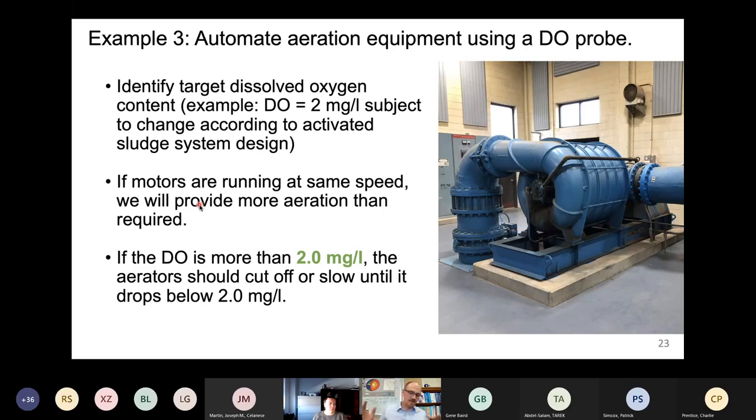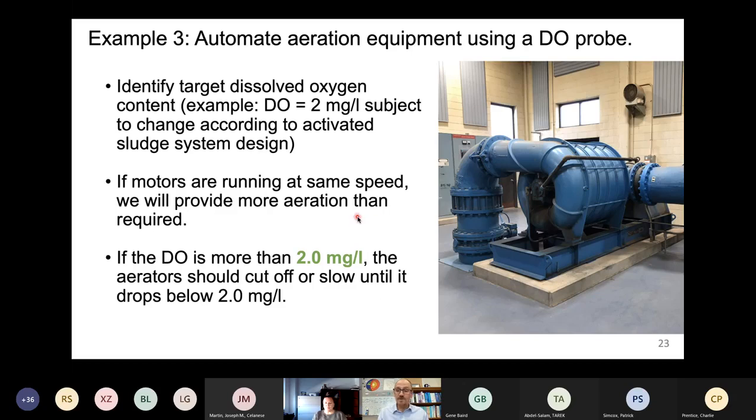You know, you've got lower wastewater flow overnight, more wastewater in the morning. If you're running your aerator, this on the right is a big blower providing the oxygen to the system. And if those motors are running at the same speed all the time, then they're going to be providing more aeration than is required during those low flow times, or just because maybe there's less waste in the water at a particular time.